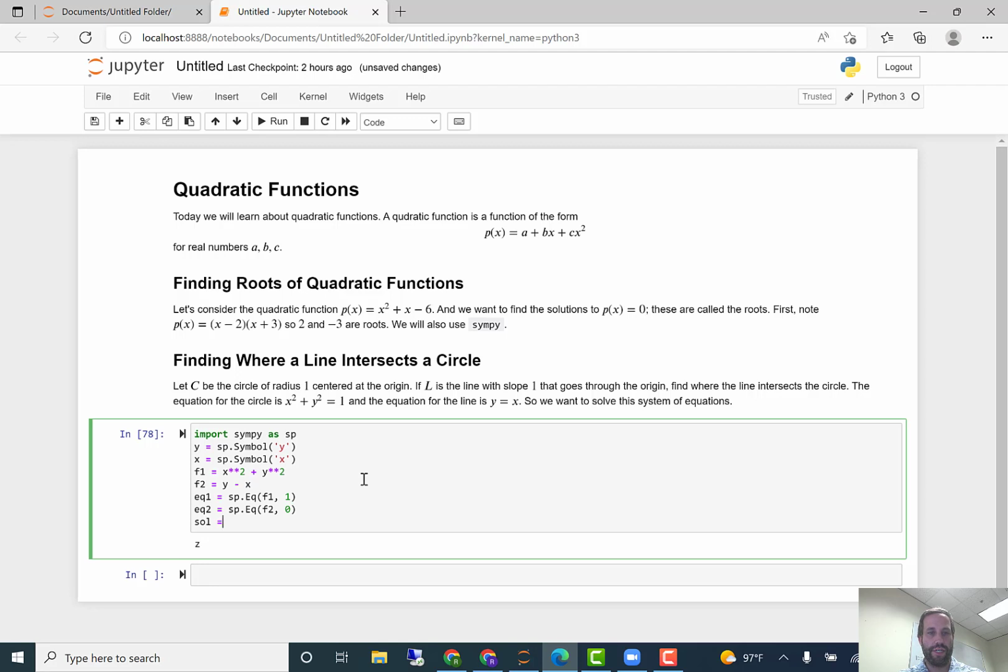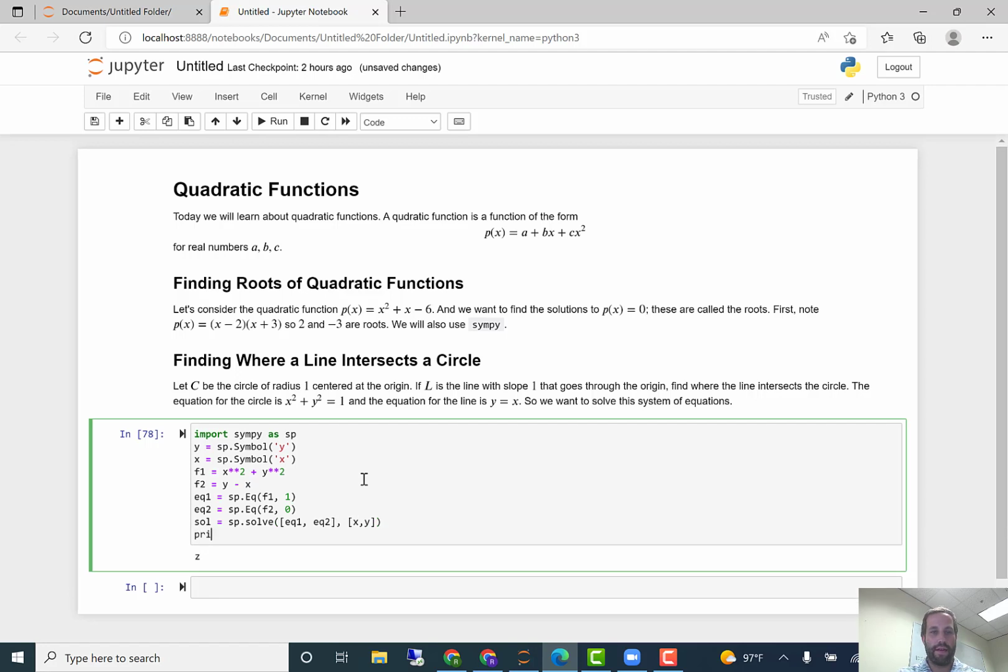And then solution is going to be sp.solve. And I'm going to write this in a vector, so those are these brackets: eq1, comma, eq2, and then, again in a vector, the variables that I want to solve for, x and y. And then print solution. And I'm going to cross my fingers and hope that this code is correct.